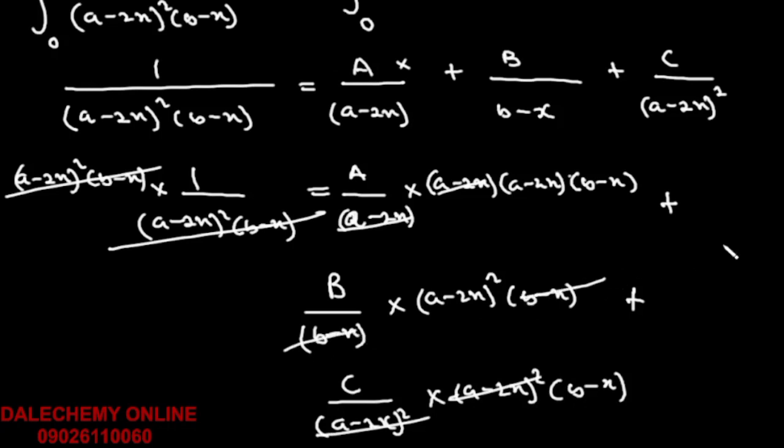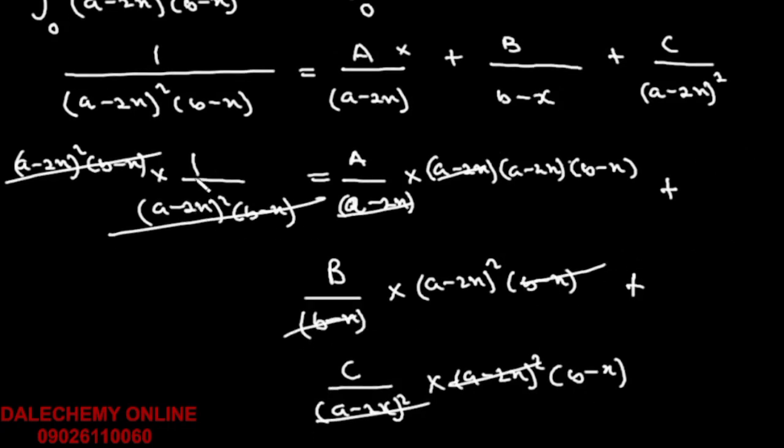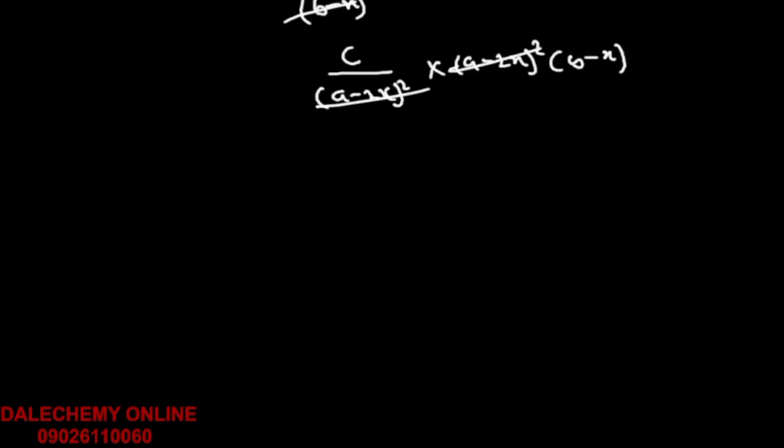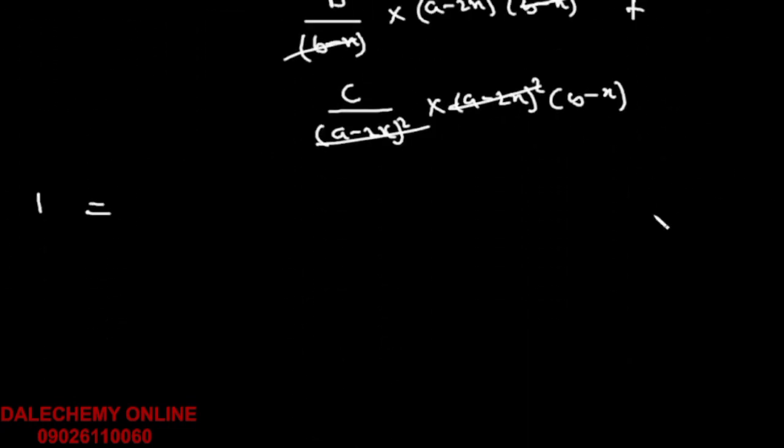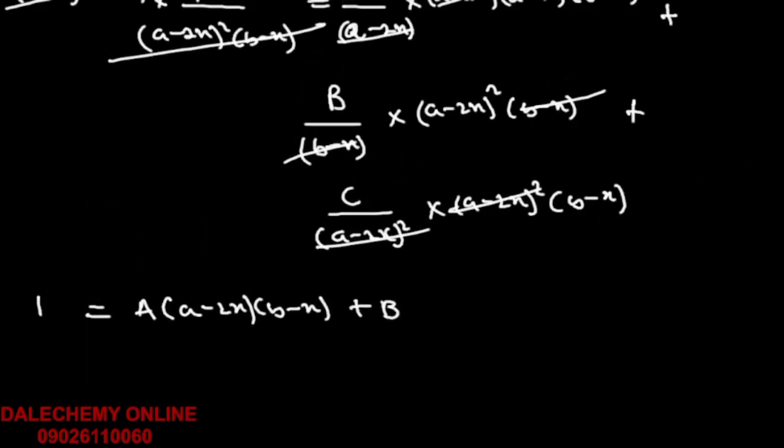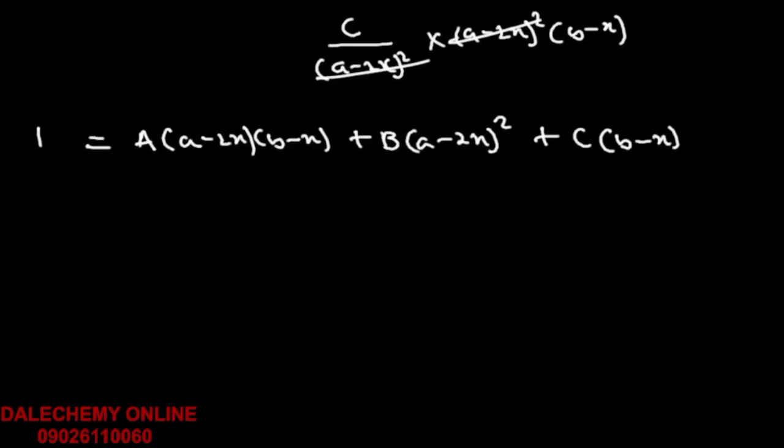This cancels this. So notice that what you have here is just an ordinary 1 at the left hand side. So we have just 1 equal, by the time this cancels here, a times (a minus 2x) then times (b minus x), then plus b. Okay, so here now we have b times (a minus 2x) squared then plus c(b minus x). So this is what we are left with.